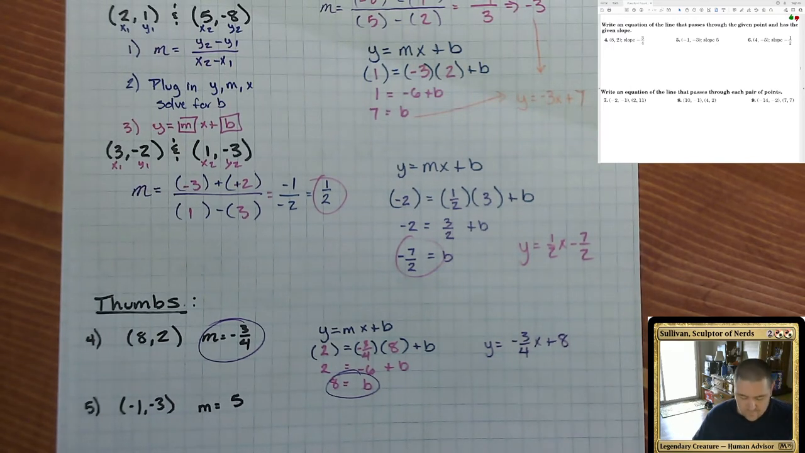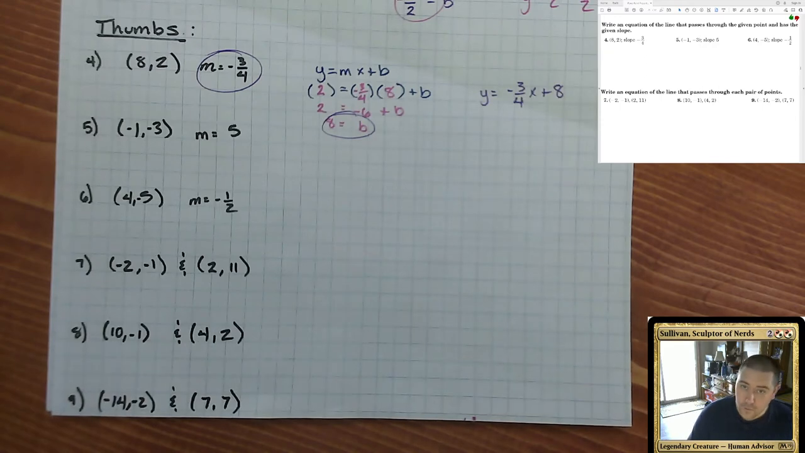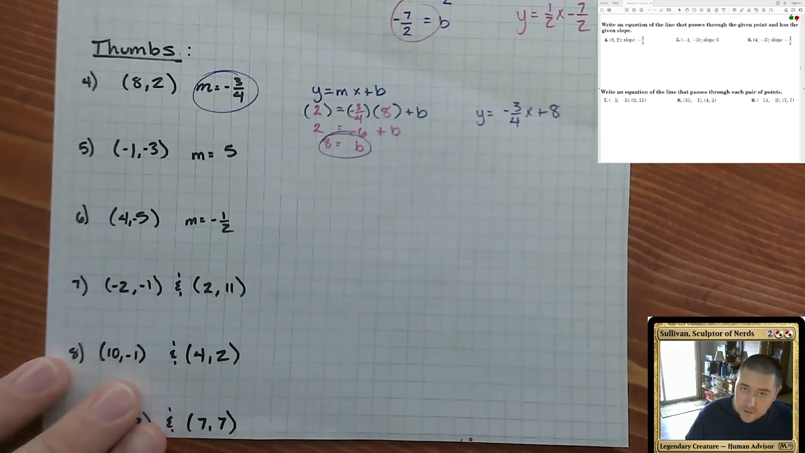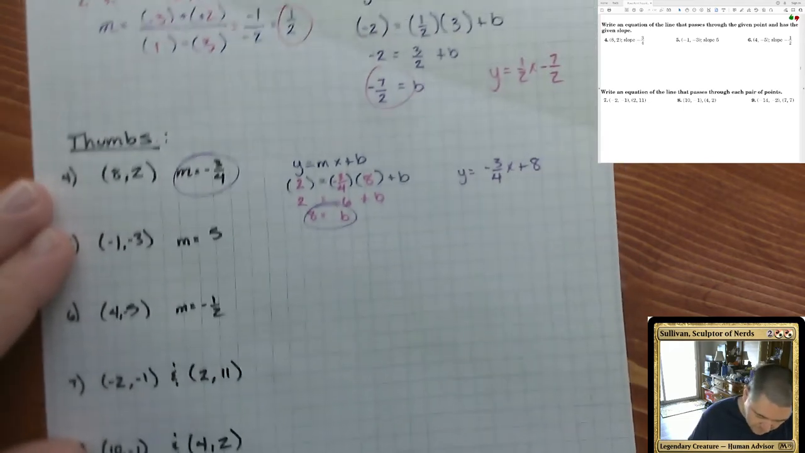Ta-da! So, because this is so critical, this isn't a thumbs page like do it if you have to. This is going to be do it for real. All 5 of those. Go get them. And again, I really hope that you're actually pausing and doing this.